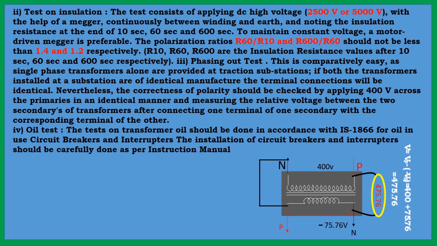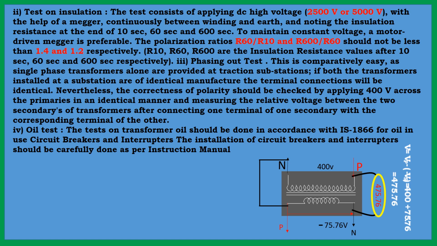So it will become minus 75.76 volt. Now the voltmeter will show the difference of the voltage. So one end is 400 and another is minus, then bracket minus 75.76. So minus and minus multiplication is plus. So it will be additive. That means across the voltmeter the phase sequence is not the same.